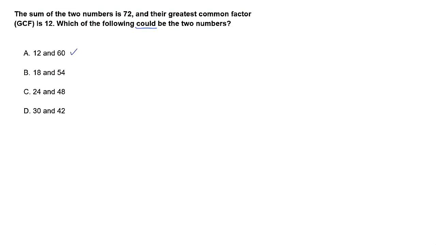18 plus 54, yep, again, that's 72. So we're good to go there. 24 plus 48, yep, again, 72. And 30 plus 42, yep, once again, 72. So we know that they all pass the first check. So it's all going to come down to this second check.